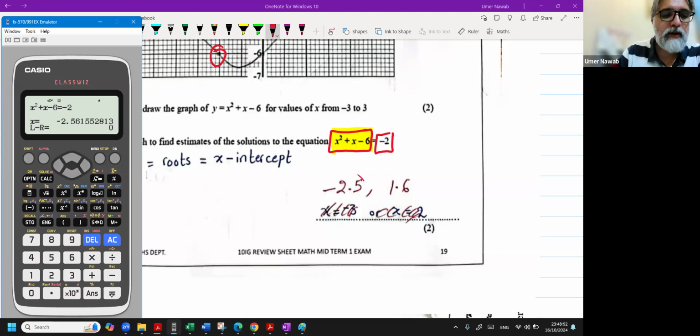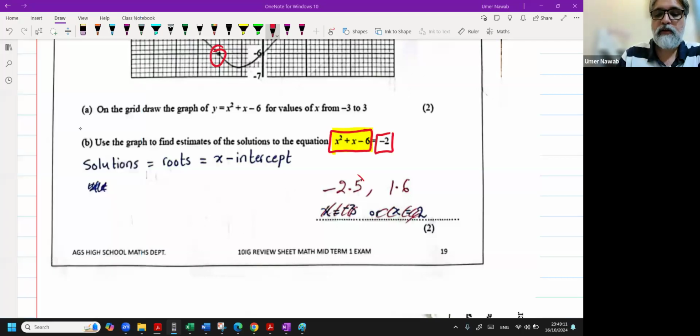So imagine the calculator will give you the exact answer, and you can see how much closer our answer is to the accurate answer. So the graphical solution is -2.5, but the calculator gave me the exact answer, which is -2.56. So it shows the authenticity of your graphical solution.